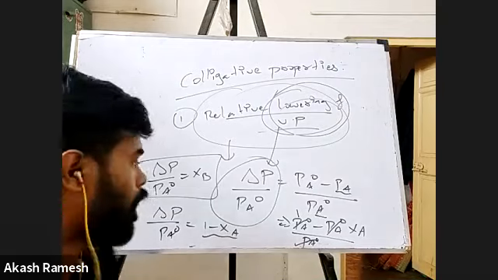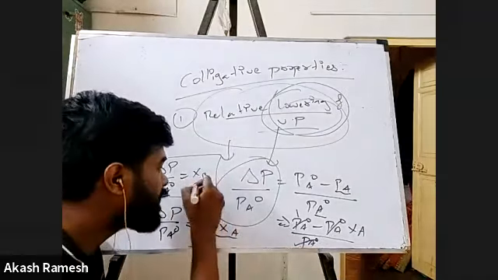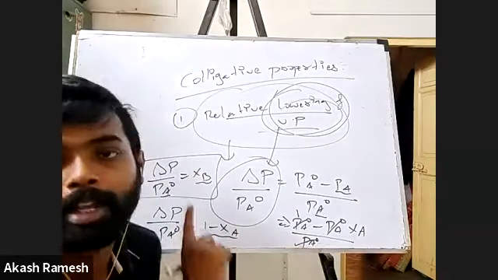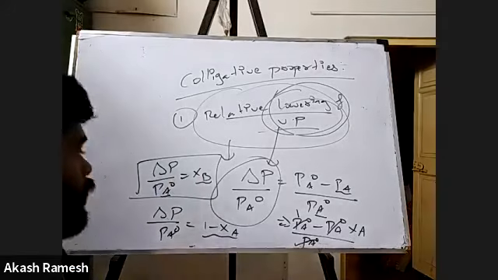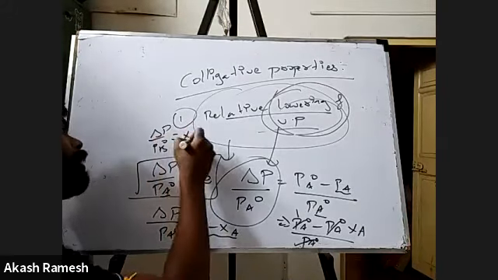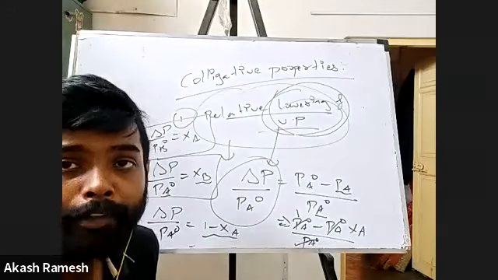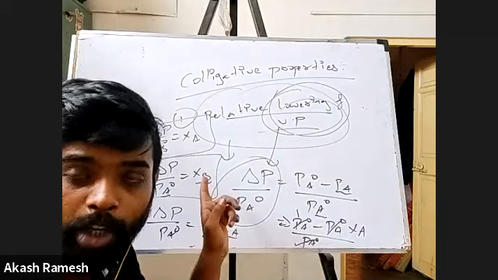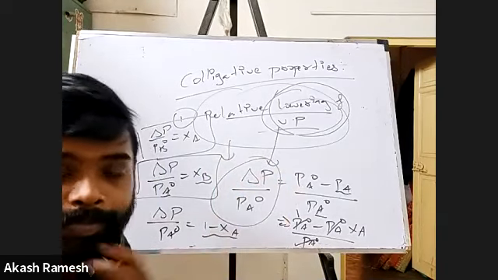Now, if you talk about one liquid, that should be equated to the other liquid's mole fraction. That is what is more important. So now you can even write del P divided by PB naught is equal to XA. That will also work. If you talk about the vapor pressure of one of the liquids, you have to speak about the mole fraction of the other liquid.